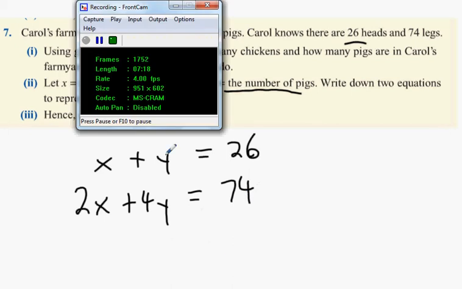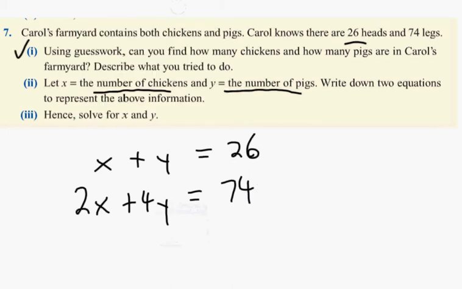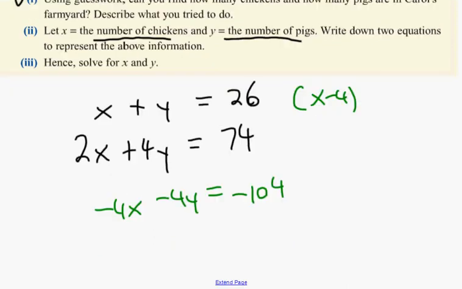Anybody? Stop it there. It's okay. Now, what happens next, guys? Multiply the top one by minus 4. And what do we get? Minus 4x minus 4y. What's minus 4 times that? 104. And then 2x plus 4y equals 74. Then what happens next?